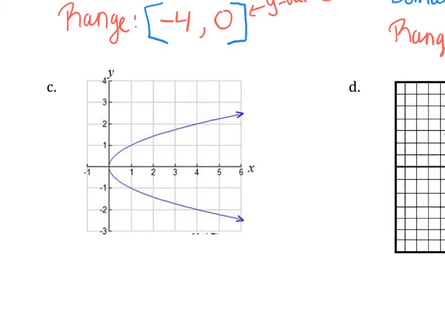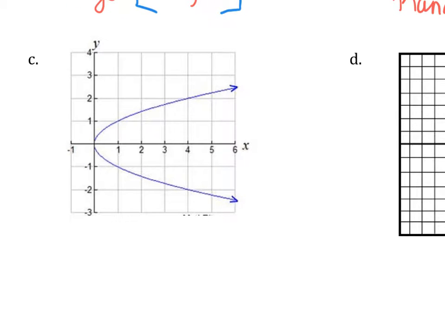All right, so for letter C, whenever you see arrows, it's good to just take a look at those first and see what they're doing. So this arrow right here is going up and to the right. And this arrow down here is going down and to the right. So it's just good to have that information before you start trying to do all your domain or range, but you don't have to do that if you don't want to.